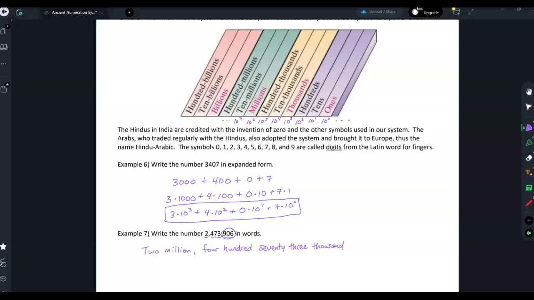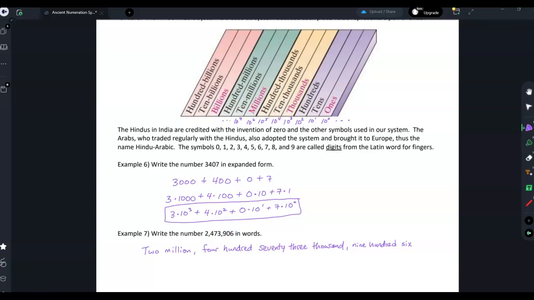So then this next part is the number 906, right? But since the 6 is in the ones place, I don't need to write anything after that. So I would just say 906. I'm going to put my comma in there. But again, it's not 906, right? It's just 906.